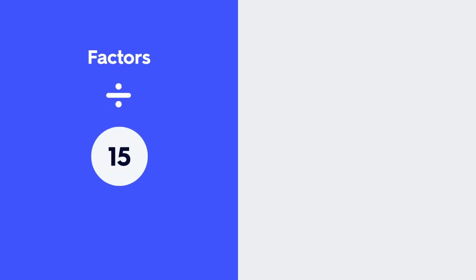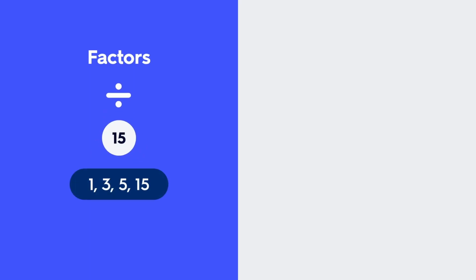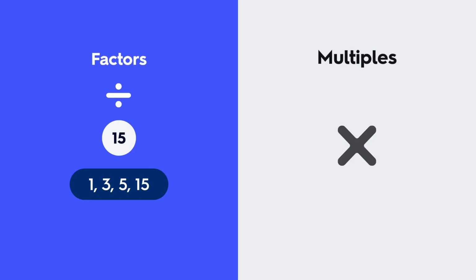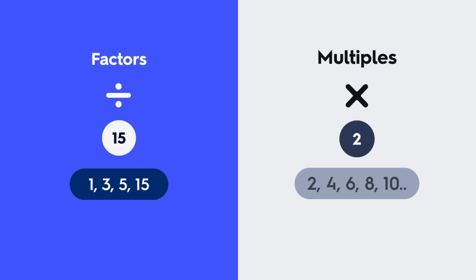First, the foundations. Factors are positive integers that divide a target number with no remainder. For 15, the factors are 1, 3, 5, and 15. Multiples go the other direction. You get them by multiplying a number by 1, 2, 3, and so on. For 2, that's 2, 4, 6, 8, 10, and so on.